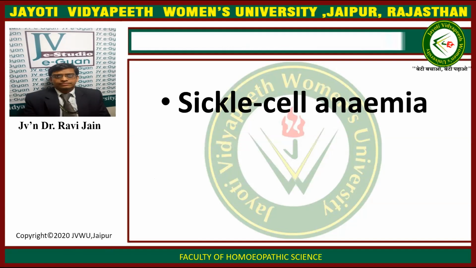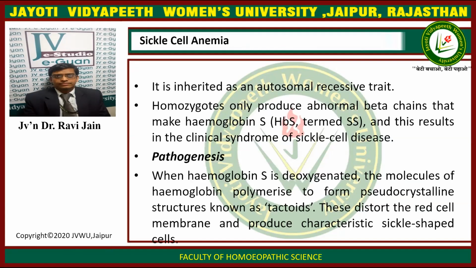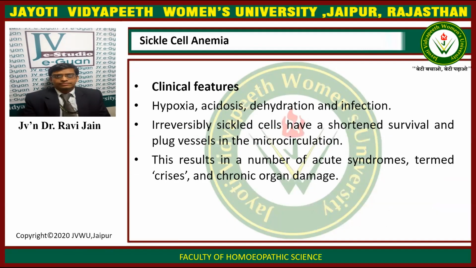Now we come to sickle cell anemia. In sickle cell anemia, it is inherited as an autosomal recessive trait. Homozygous individuals only produce abnormal beta chains that make hemoglobin S, HbS, termed as SS, and this results in the clinical syndrome of sickle cell disease. The pathogenesis is that when hemoglobin S is deoxygenated, the molecules of hemoglobin polymerize to form pseudo-crystalline structures known as tactoids. These distort the red cell membrane and produce characteristic sickle-shaped cells.